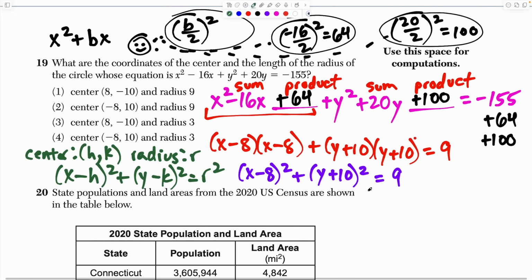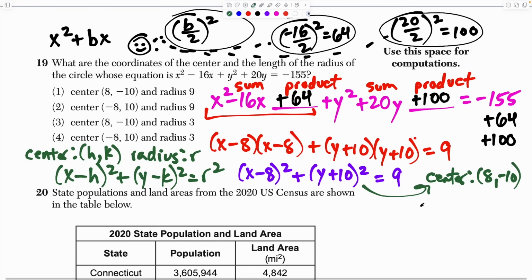So here, what we're going to have from this is a center of positive 8 comma negative 10. We just take the opposite sign. See how it's x minus h plus y minus k in parentheses here, and both being squared. You just take the opposite to go back to the center. So the opposite of minus 8 is plus 8, and the opposite of plus 10 is minus 10.